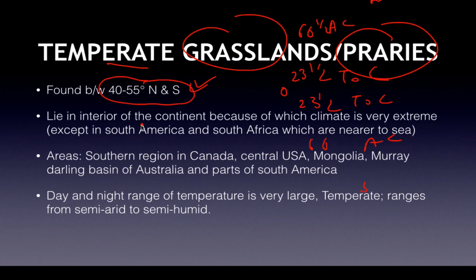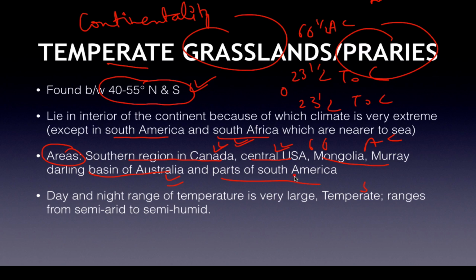So the region between the tropics and the polar circles is called the temperate region. Since they are continental type, continentality means extreme cold and extreme hot, like Delhi. But those which are closer to the coast suffer less from extremes, for example in South America and South Africa. Then there are areas like the southern region of Canada and central USA, where they are called prairies, and the Murray Darling Basin of Australia and parts of South America.